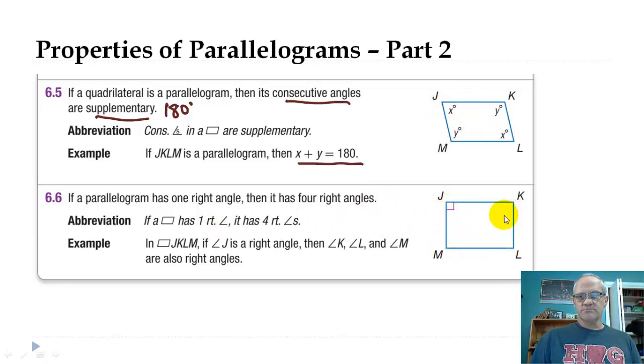this is a rectangle. A rectangle is a certain type of parallelogram that has a right angle, and all this says is, if you have one right angle, then they all have to be right angles. If you think about that, if this is a parallelogram, the angle across from angle J has to be the same, so that has to be a right angle. And if the two next to each other have to add up to 180 and one is 90, well, this also has to be 90. So in other words, they all have to be 90.